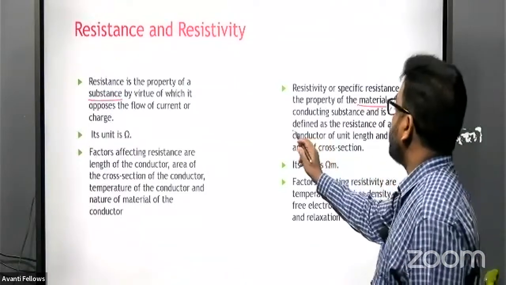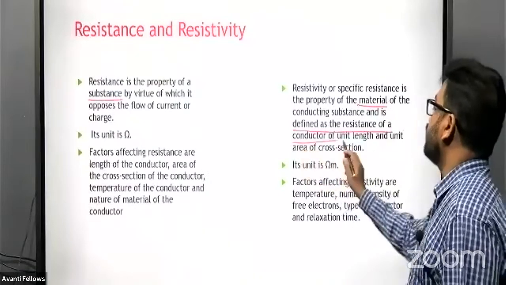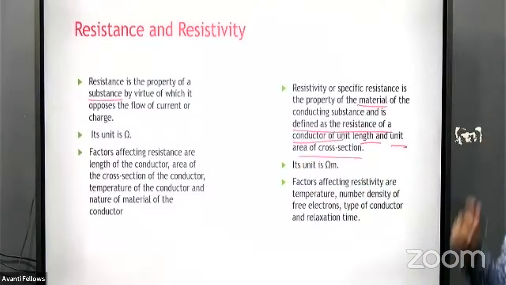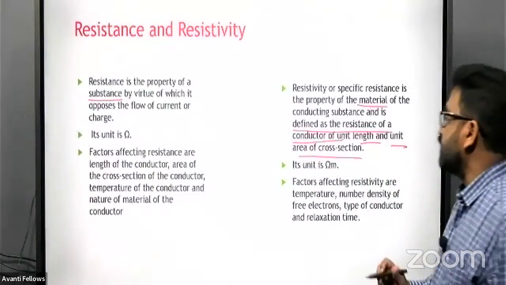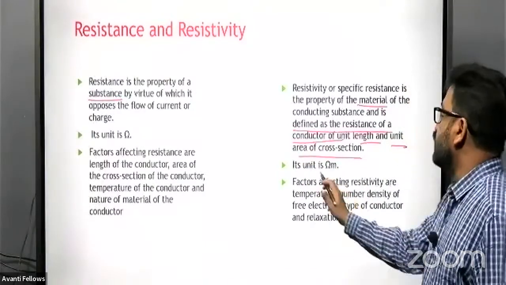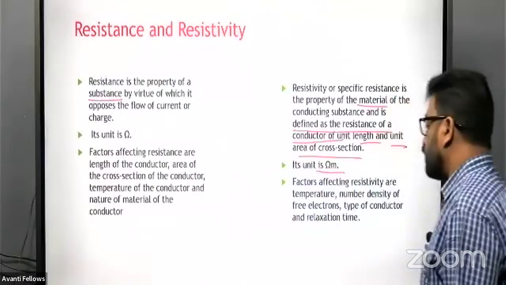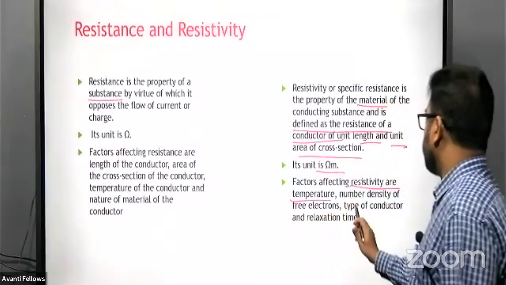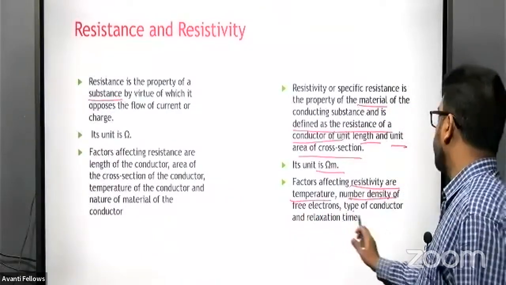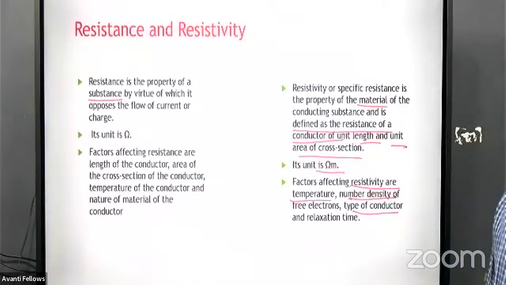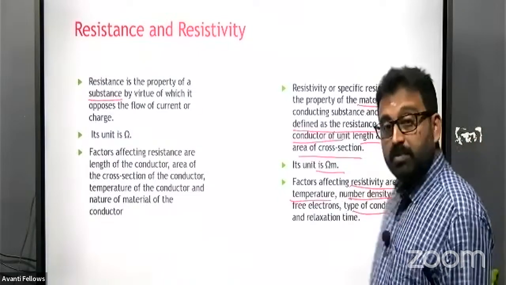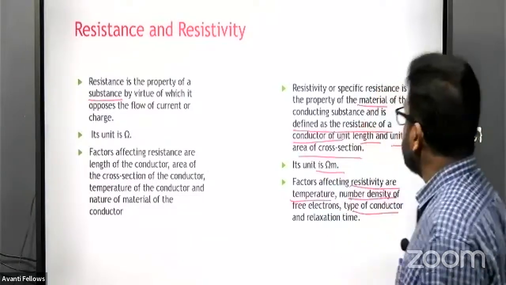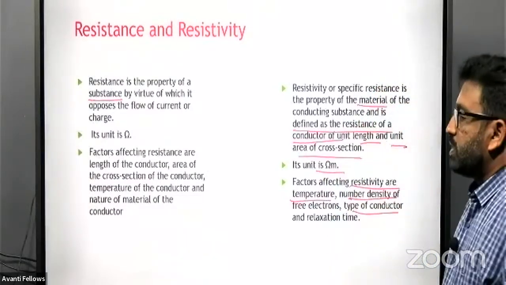It is defined as the resistance of a conductor of unit length and unit area of cross section. Its unit is ohm meter, where the unit of resistance is ohm. Factors affecting resistivity are temperature, number density, and type of conductor. Three things: temperature, number of electrons per unit volume (number density), and the type of conductor. So these are the parameters on which the resistivity of a material depends.